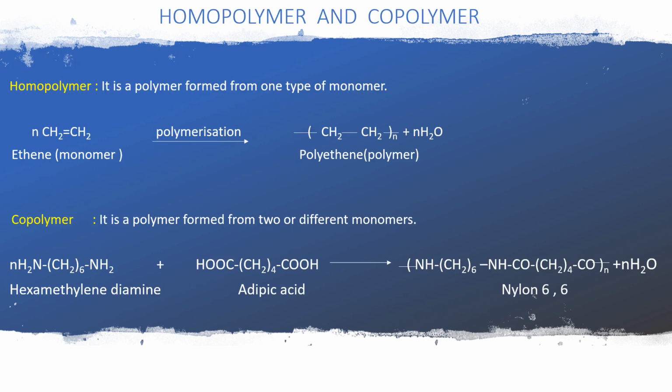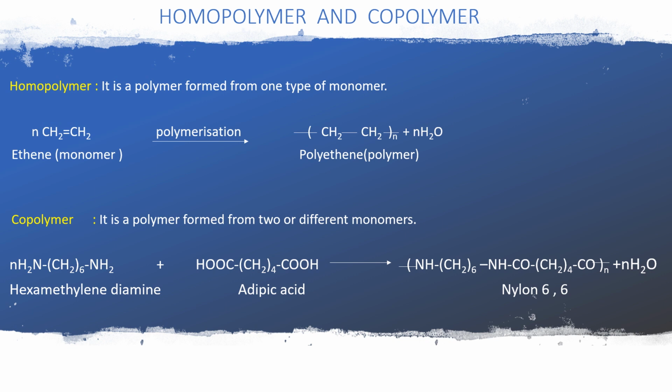So there are two types of polymer. One is homopolymer and another one is copolymer. Now let us move on to the first one, that is homopolymer. It is a polymer formed from one type of monomer. Means in homopolymer only one type of monomer undergoes polymerization to give polymer. For example, here I have taken ethene as the monomer which undergoes polymerization to give polythene.